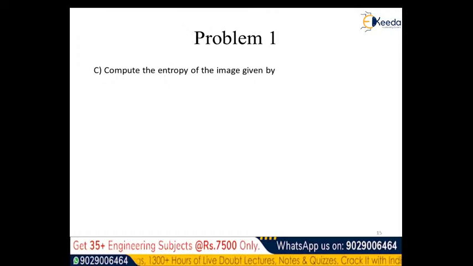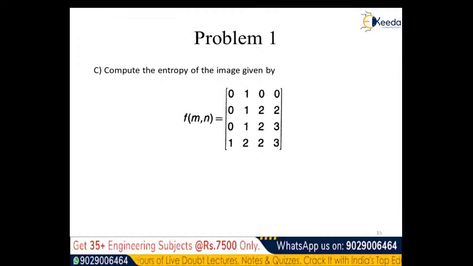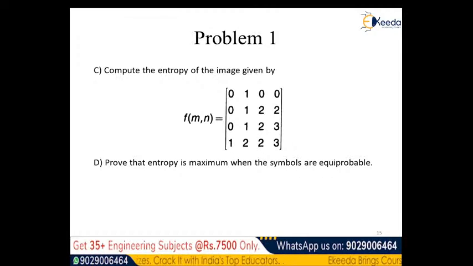So here it was a statement for part C that we have already solved. The answer is H is equal to 1.924 bits per symbol, and now we have the last part to solve. In the last part we have been asked to prove that entropy is maximum when the symbols are equiprobable. So let us have the solution to this particular part.